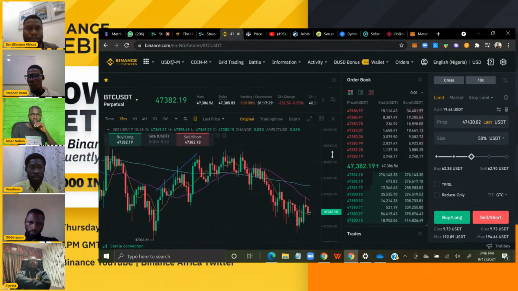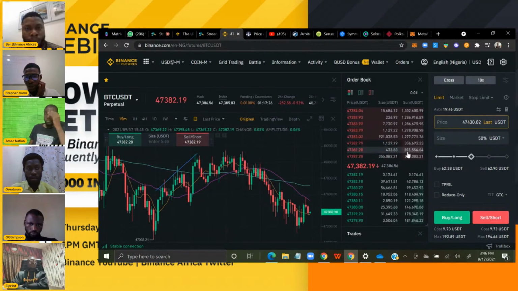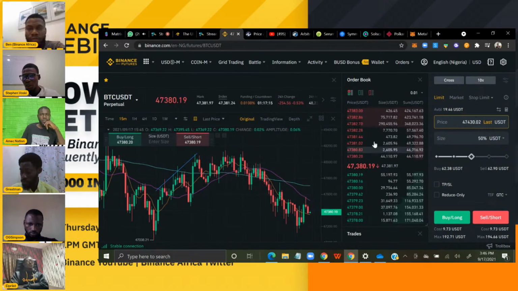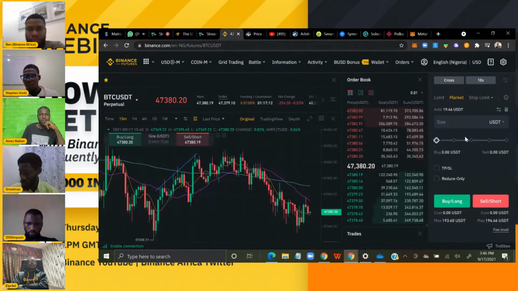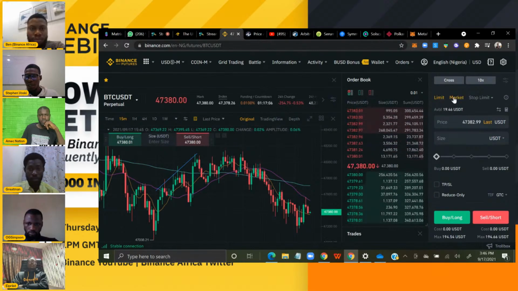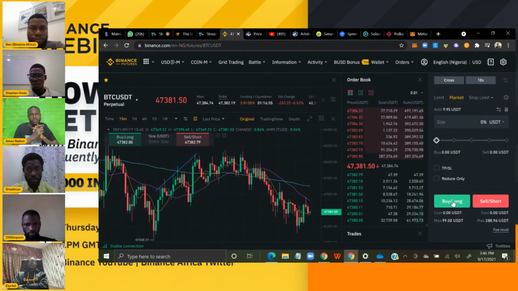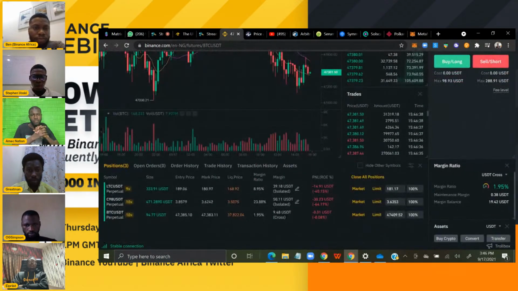So, what price am I buying at? Let's say the current price is 43,380 for one Bitcoin. So let me just buy at market price. Let me just open the trade and explain the trade itself, using my balance. I've placed a buy order using cross leverage. Now, if you come down here, you can see the trade I just placed.